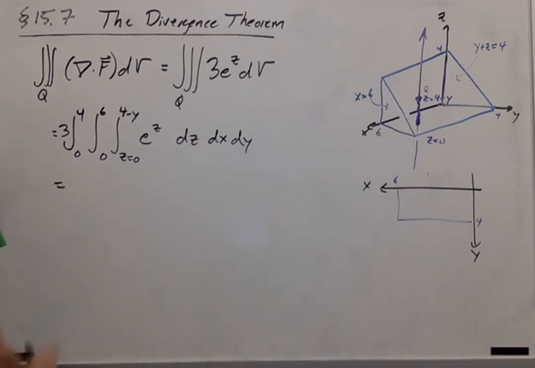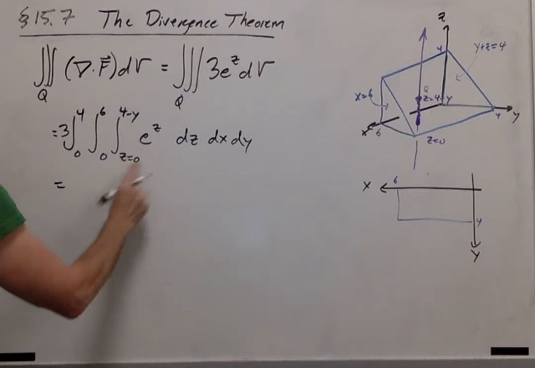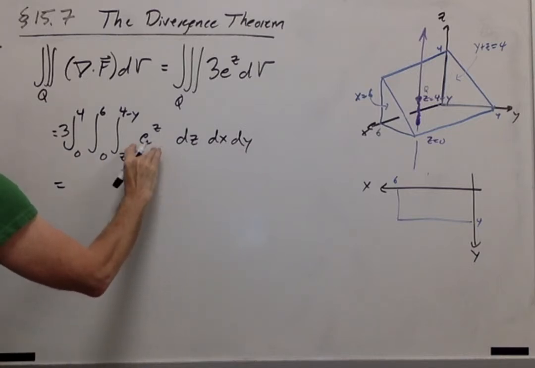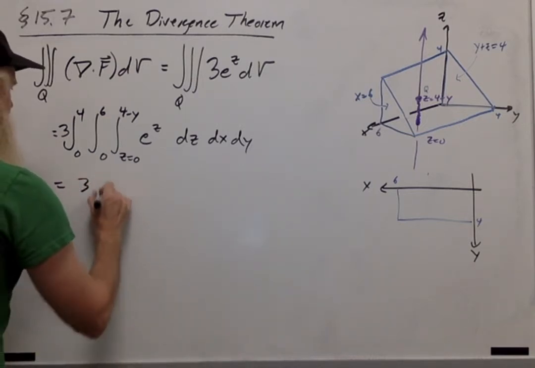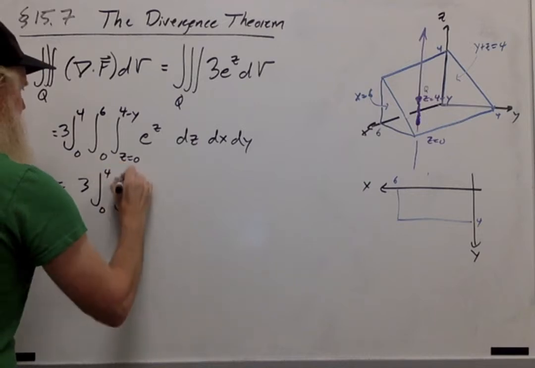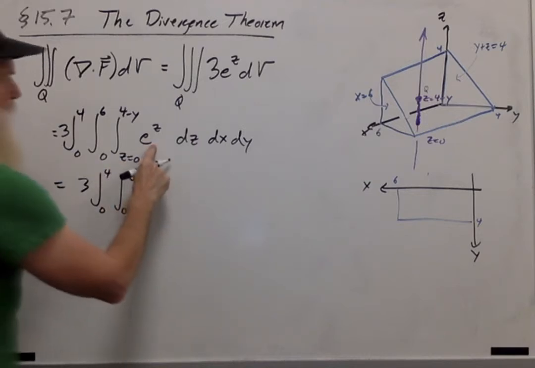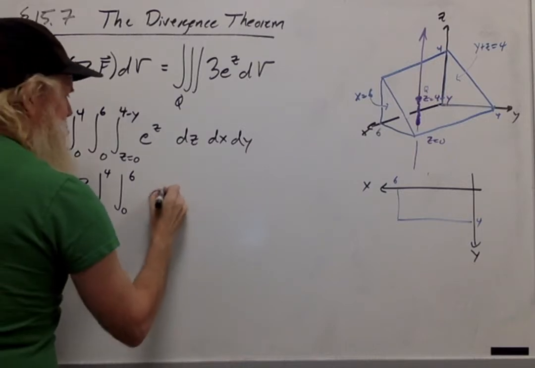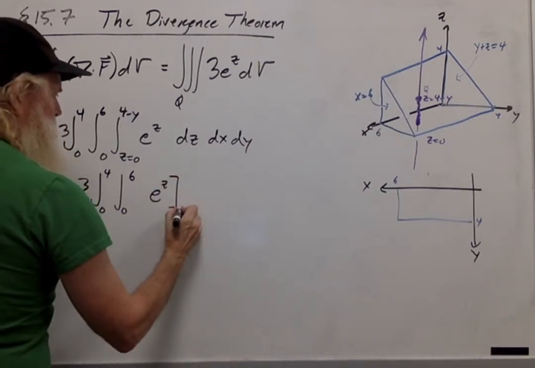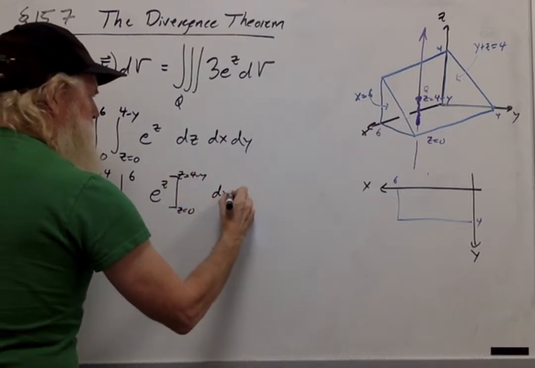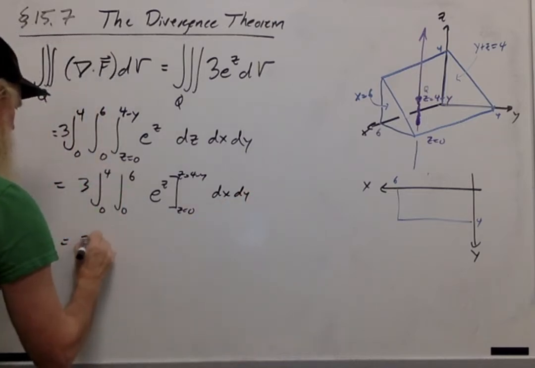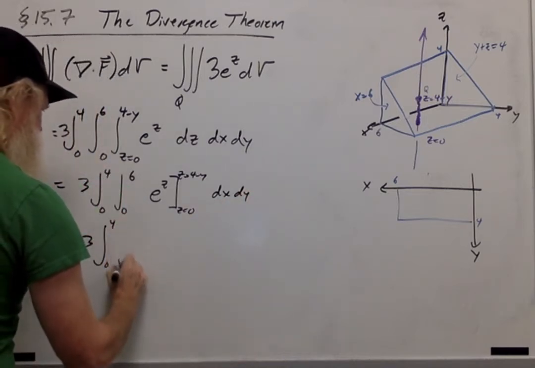So now let's integrate. Notice that even though the integrand is a product of a function of x, a function of y, and a function of z, our bounds are not all constants. So I can't get away with writing this as a product of 3 integrals. So let's just work our way from the inside out. First of all, the integral of e to the z with respect to z is e to the z, and that's going to go from z equals 0 to z equals 4 minus y. And plug in the endpoints and subtract.